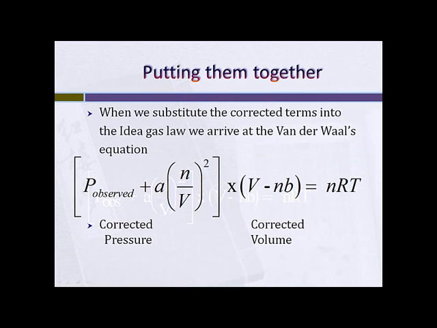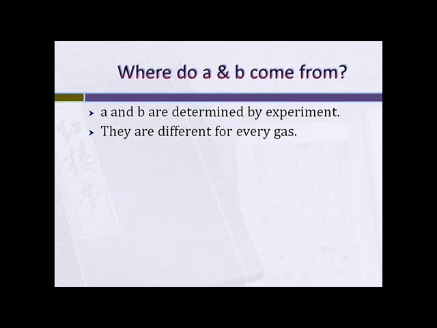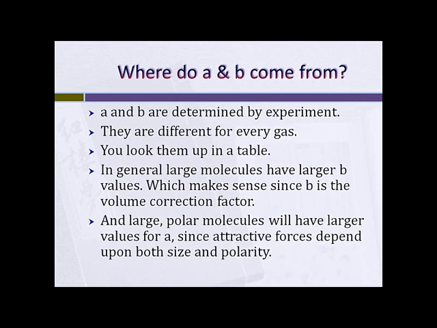When we substitute those two correction terms into the ideal gas law, instead of getting PV equals nRT, we get what's in front of us, which is the corrected pressure times the corrected volume equals nRT. It's an equation you more need to understand than you're actually ever going to use. Well, where do a and b come from? Experimental data have been collected, which is why they're different for every single gas, and you'll look them up in a table. But in general, large molecules have a larger b value. That makes sense since b is the volume factor, and polar molecules will have a larger a factor since attractive forces depend both on size and polarity.